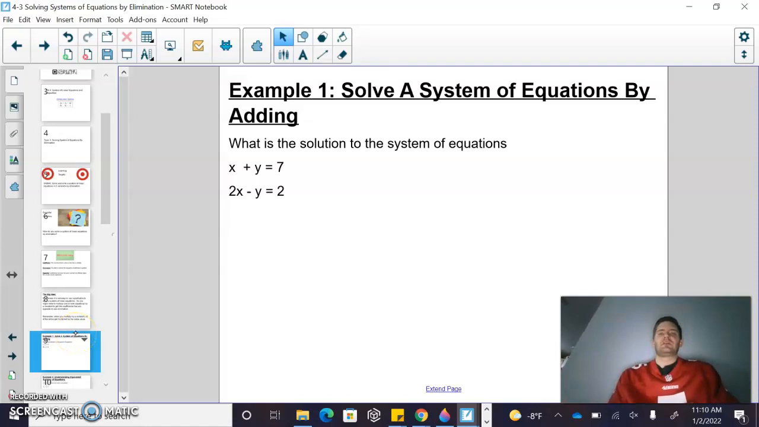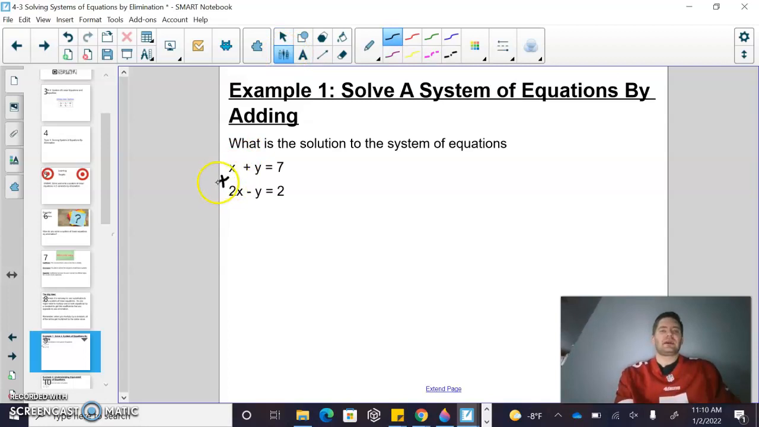So, solving a system of equations by adding. This is elimination, so our point here is to try to add these together to find the solution to the system of equations. Already here we have what we're looking for. If we look at these y's right here, notice we have a positive y and a negative y. That's opposite. So we can go ahead and add these two together.